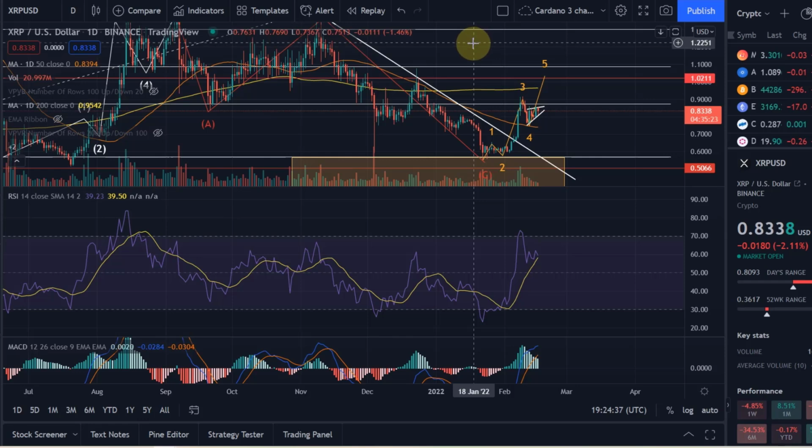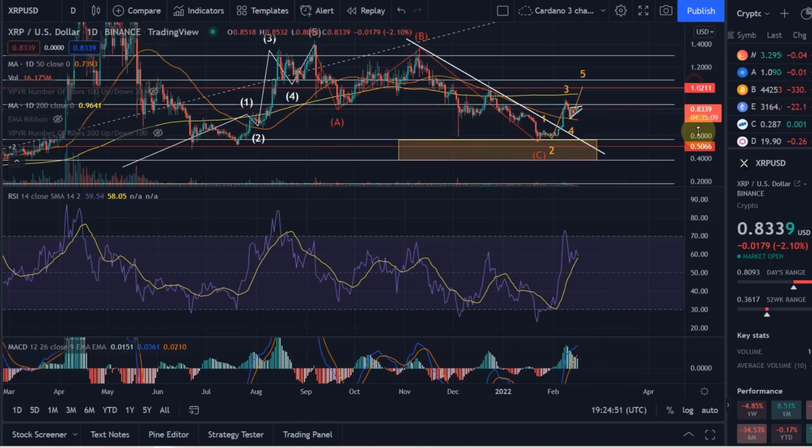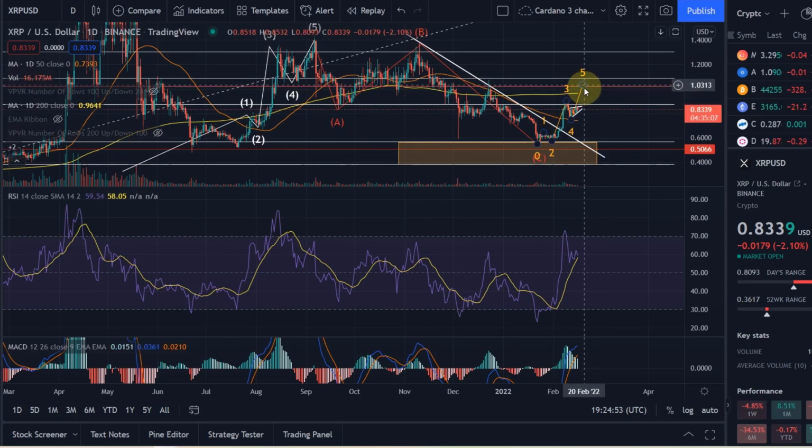Hope you liked it. Just want to keep you updated, show you that things are not very clear at the moment. I'm not convinced of the structure, but you can possibly expect here a next wave up. And if we're making a higher high here, then we are looking good. Even though I'm not convinced about the structure. But then at least you have your first 5 waves that is pointing, with more probability, towards us moving higher here for Ripple XRP.